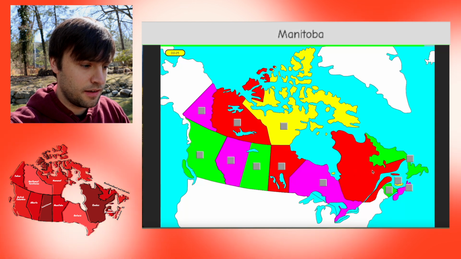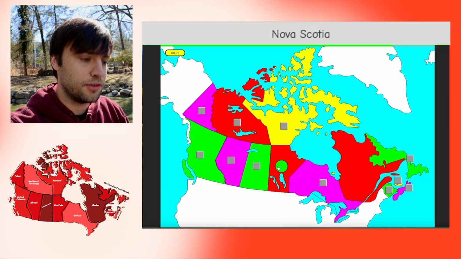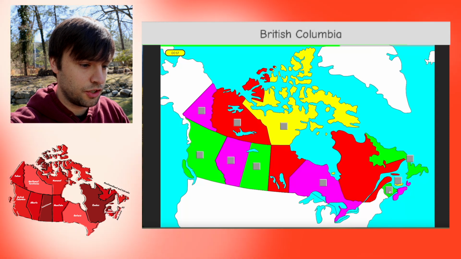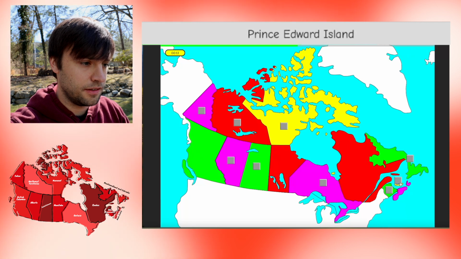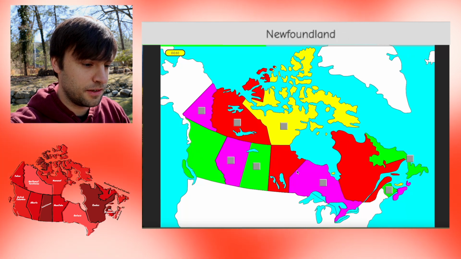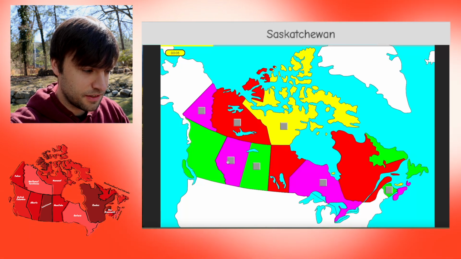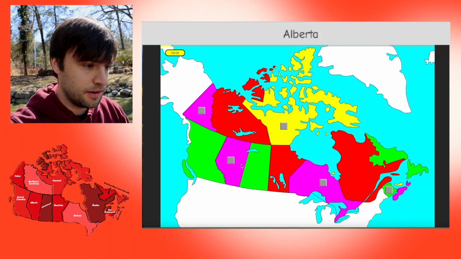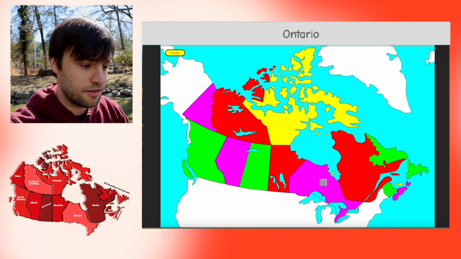Quebec. Alberta. Manitoba is there. Nova Scotia. Right here. British Columbia. Prince Edward Island. Newfoundland. Saskatchewan is right here. Northwest Territories. Alberta. New Brunswick. Yukon Territory by Alaska. Nunavut. And last is Ontario.